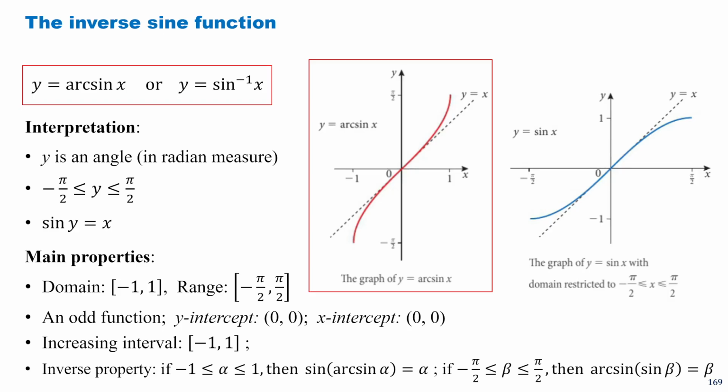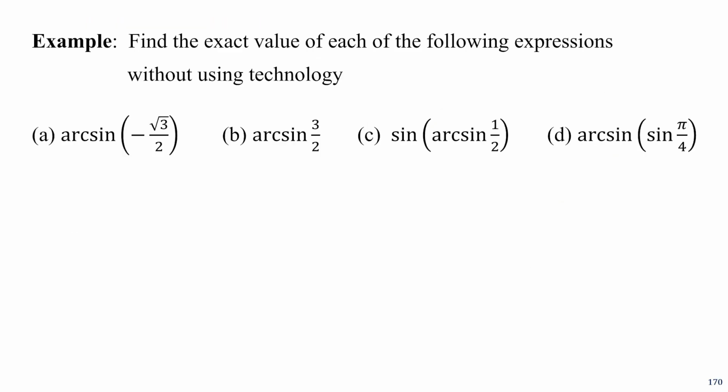Okay, all right, let's have a look at some examples to check your understanding. Can you find the exact value of each of the following expressions without using technology? Which means you have to calculate each of the expressions manually. So first of all, first question, arc sine value. So this means an angle, right? This means an angle such that the sine value of that angle equals this value here. And this angle is between negative half pi and half pi, right? So can you find such an angle in that interval?